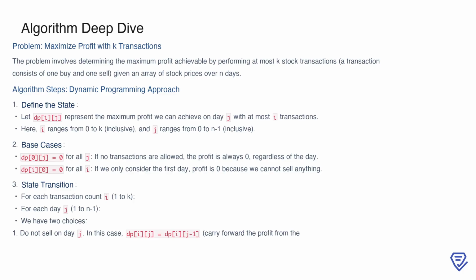The transition involves making a decision for each day and transaction count. On any given day j, we can either choose not to sell, carrying forward the profit from the previous day, or sell on that day. If we sell, we need to calculate the best profit achievable by buying on a previous day, which leads us to the concept of max_diff, a rolling value that helps track the maximum difference between profits from previous transactions and the stock price on those earlier days.